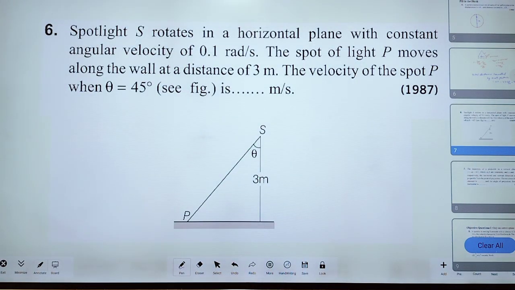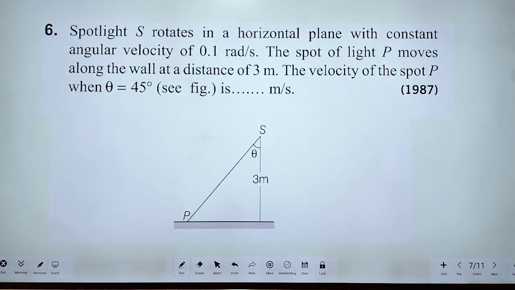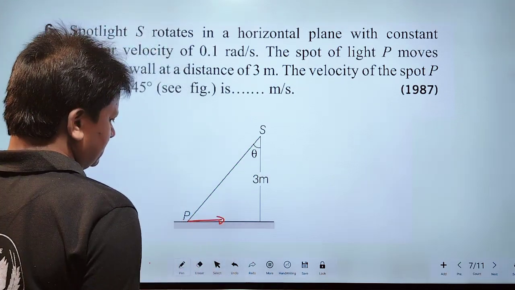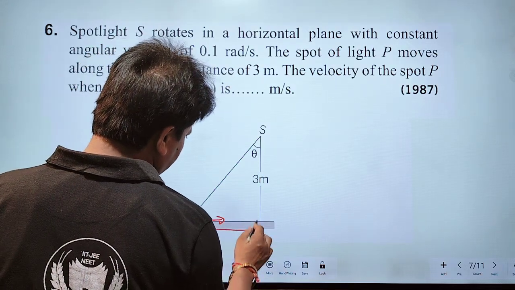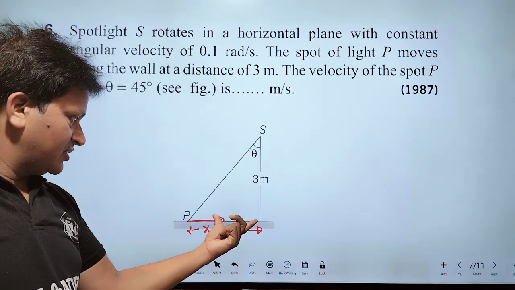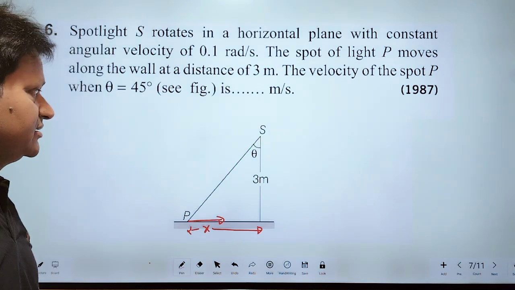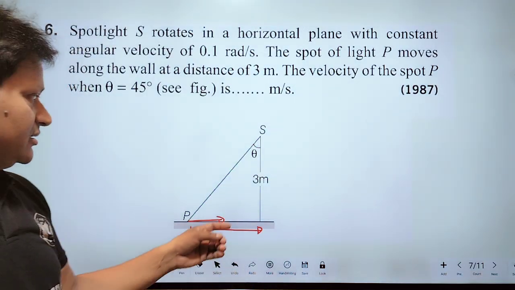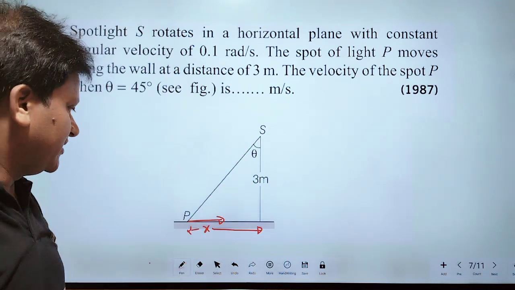Now I am going to solve question number 6. A spotlight S rotates in a horizontal plane with constant angular velocity 0.1 radian per second. The spot of light P moves along the wall at a distance of 3 meters. Find the velocity of the spot. Suppose this spot moves in this direction. The initial position is this. As the particle moves towards this position, the distance gradually decreases, and the angle will also decrease. Okay.